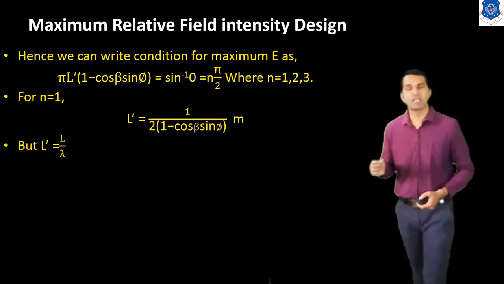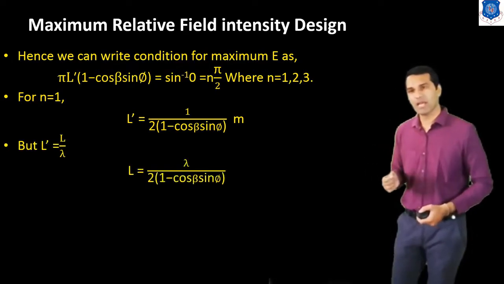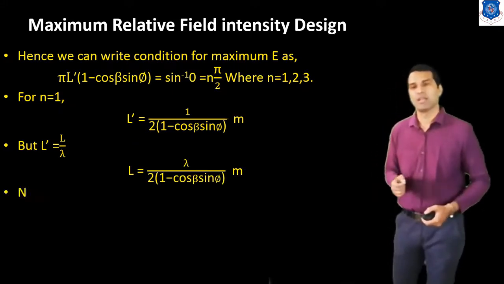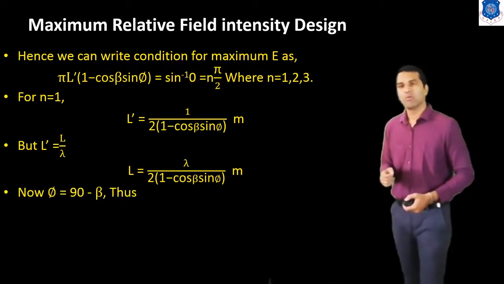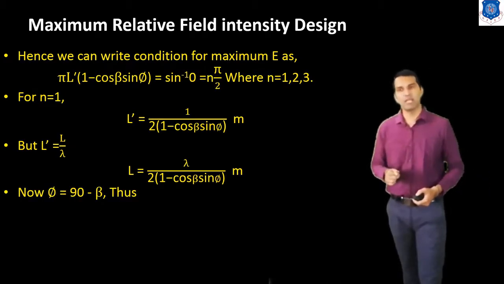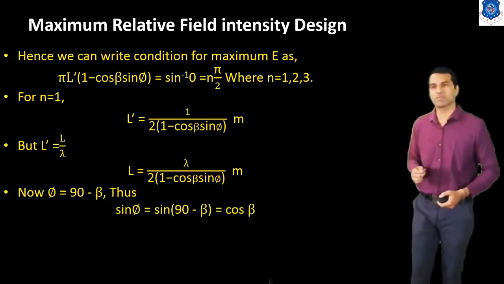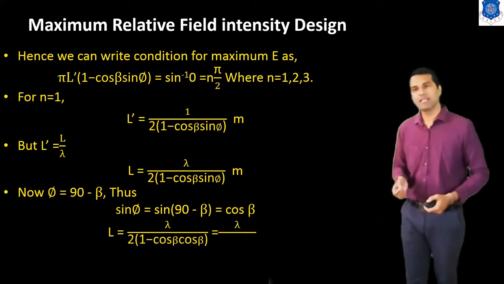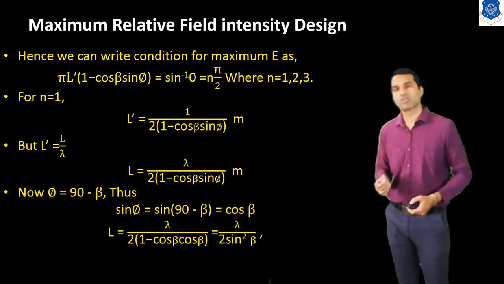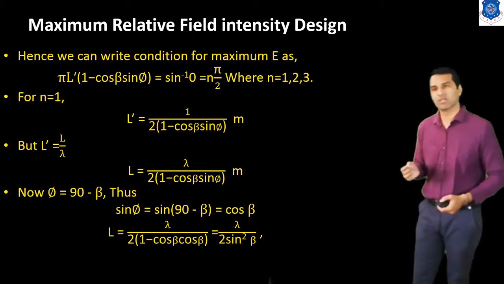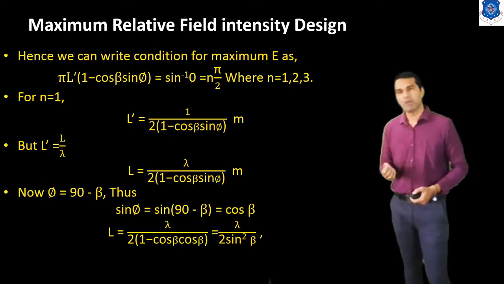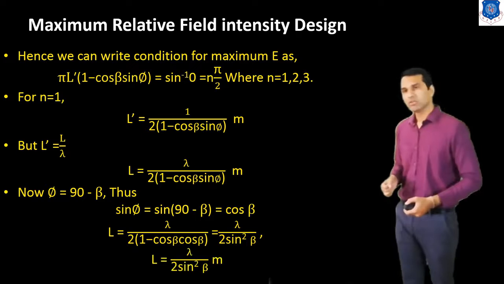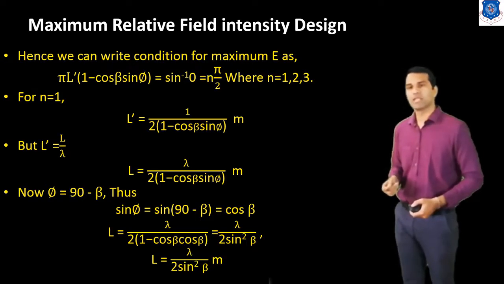But we know that L' is nothing but L by lambda. So we can write L = lambda upon 2 (1 − cos β) sin φ, and the unit is meter. Now we consider φ = 90° − β. So sin φ = sin(90° − β), which is nothing but cos β. So we get L = lambda upon 2 (1 − cos β) cos β. So it's nothing but 1 − cos β, so we can write lambda upon 2 sin² β. So L = lambda upon 2 sin² β.